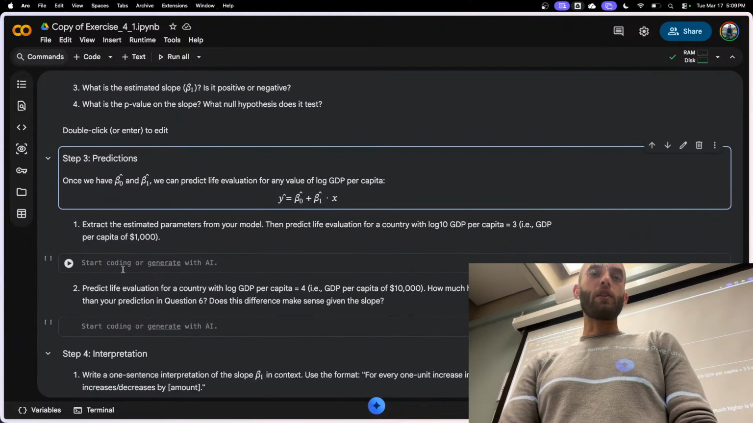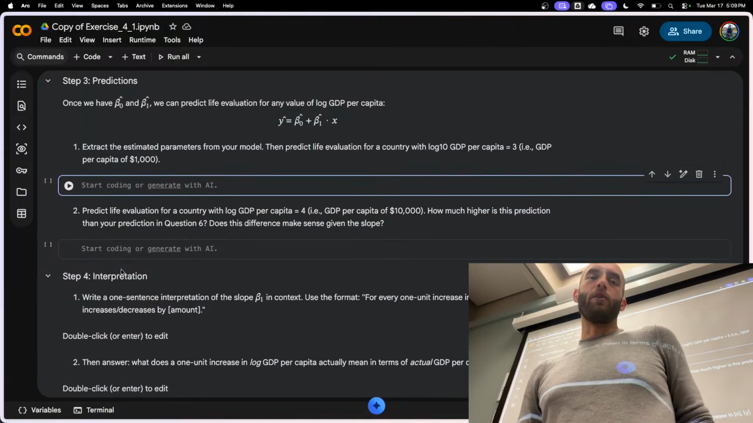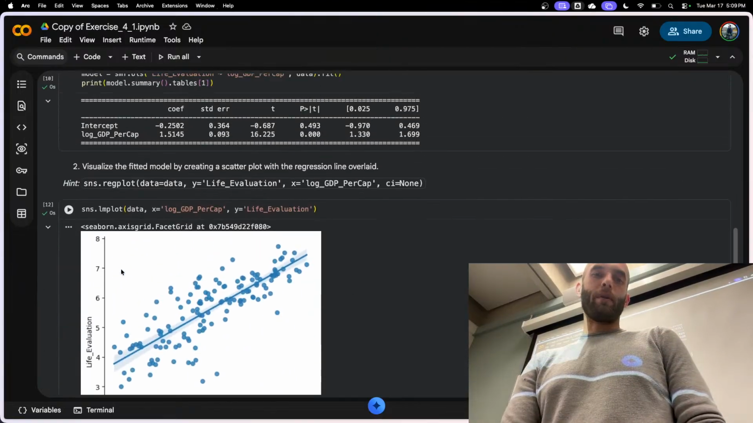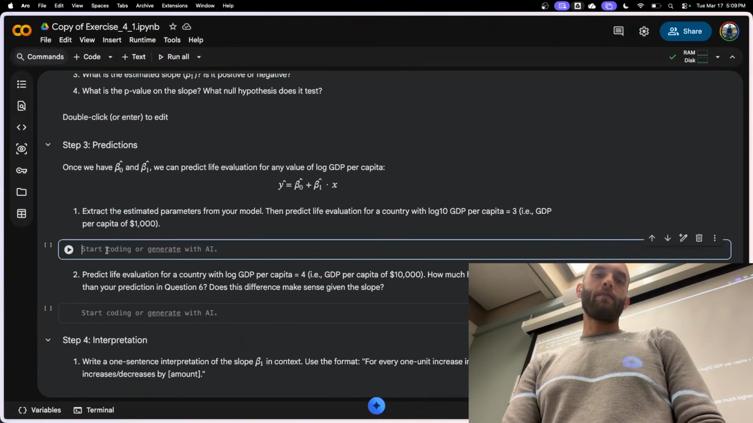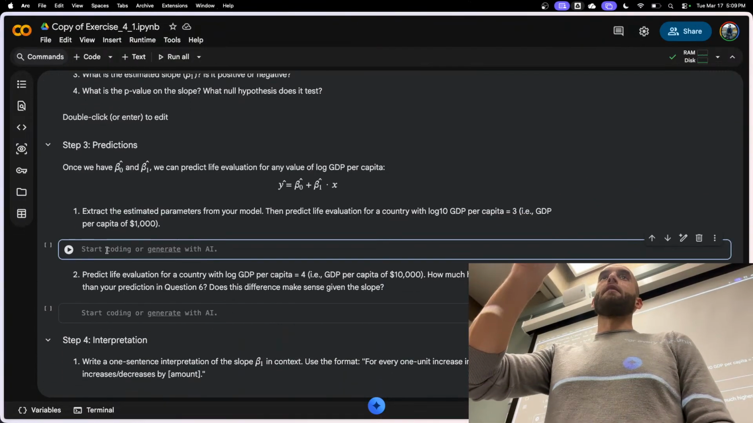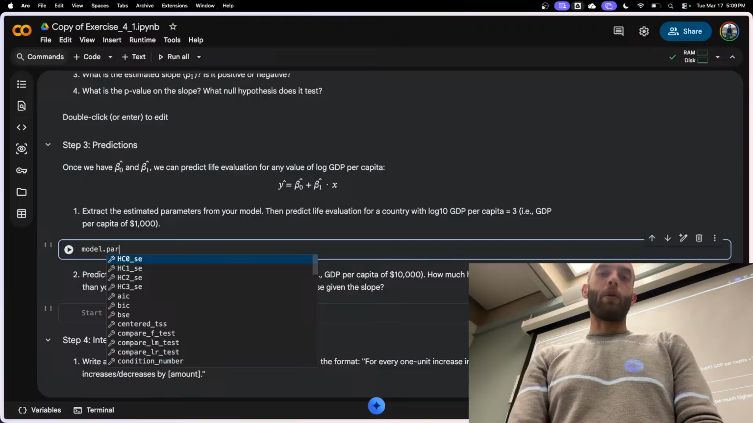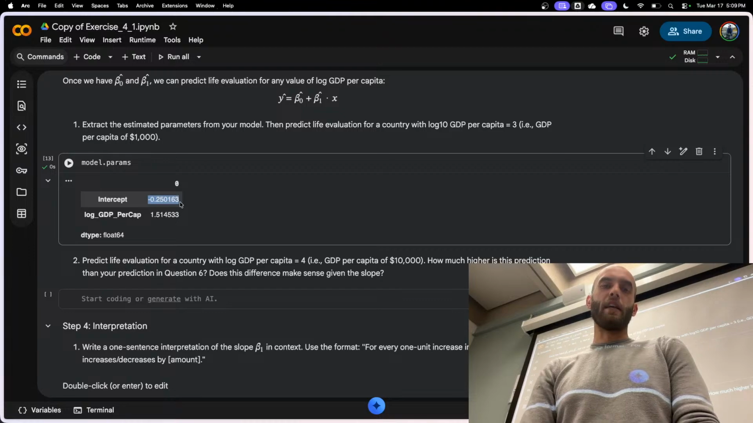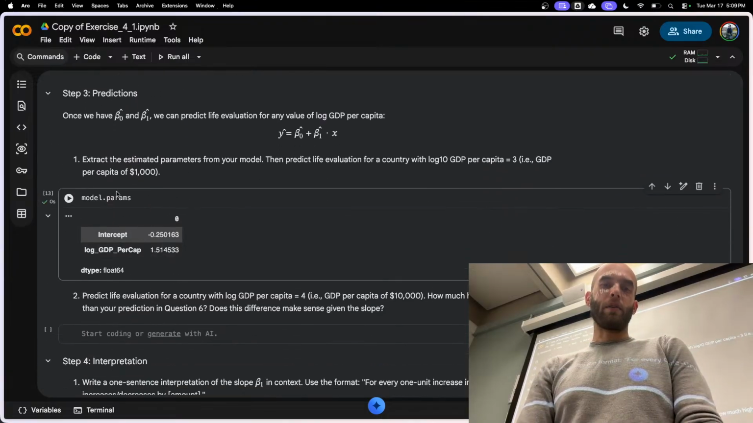All right, so to get an estimate, there are more fancy ways to do this, but I want to show you the basics. So we fitted our model, which was above. We just want to get the parameters, the estimated beta 0 and estimated beta 1. So I'm going to say model.params, and this gives us the estimated intercept and estimated log GDP. So those are the numbers.